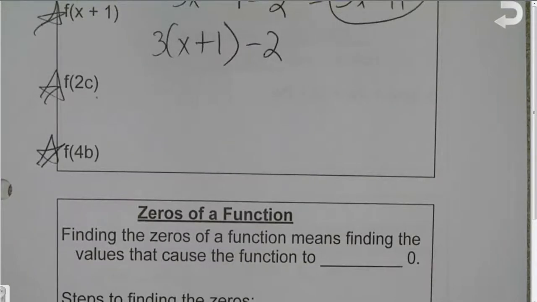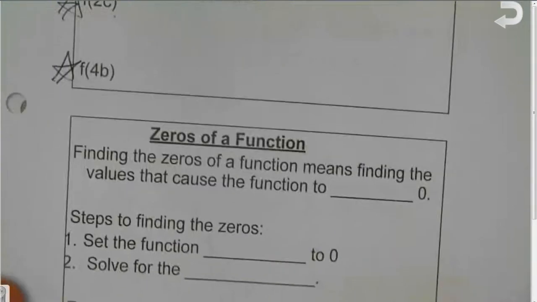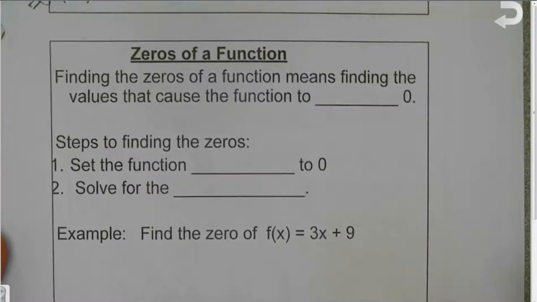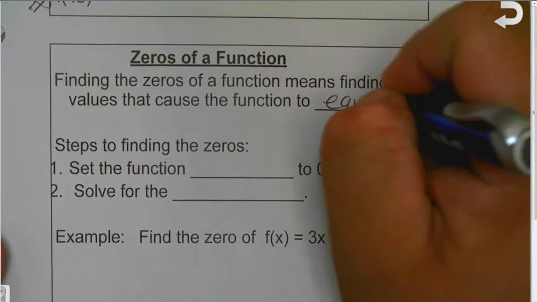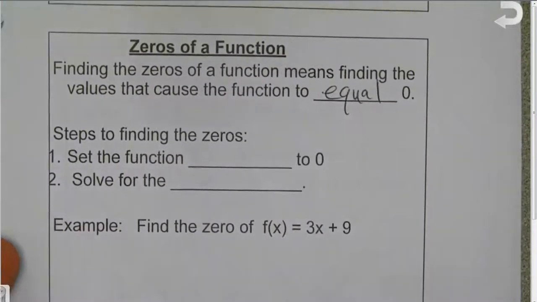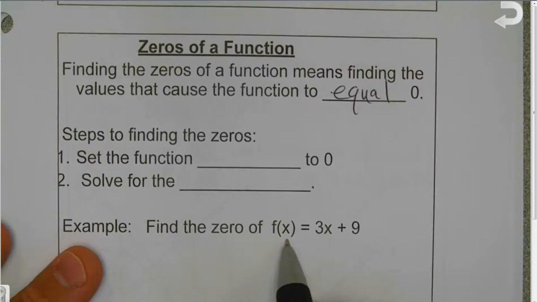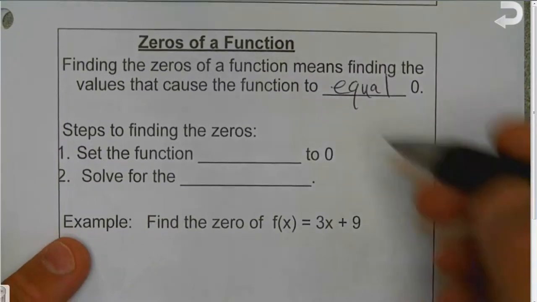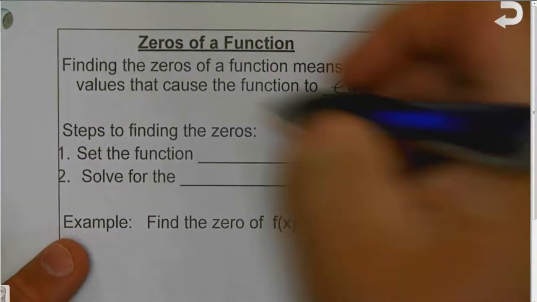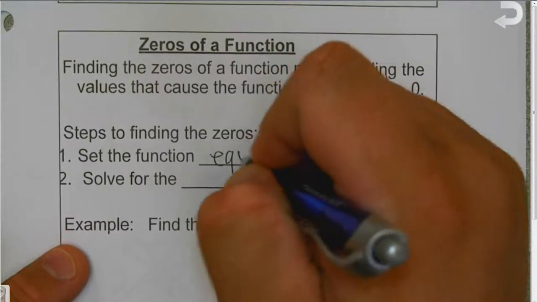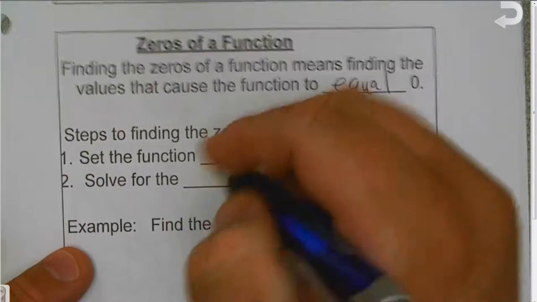The last thing that we're going to be focused on here is zeros of a function. Finding the zeros of a function means finding the values that cause the function to equal 0. So when you're asked to find a 0, see, here's the thing. We've done a substitution, and now we're going to find a 0. And a lot of people like to put 0 in for x, and that's not what I'm asking you to do. What I'm telling you to do when I say find a 0 is set the function equal to 0, and solve for the variable.